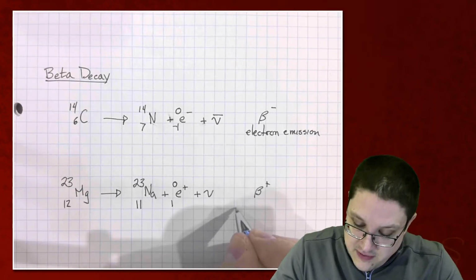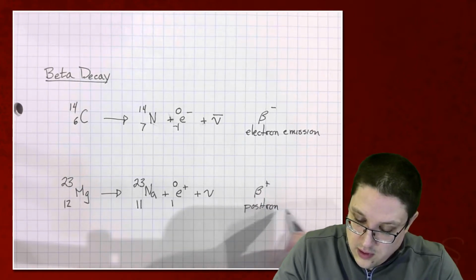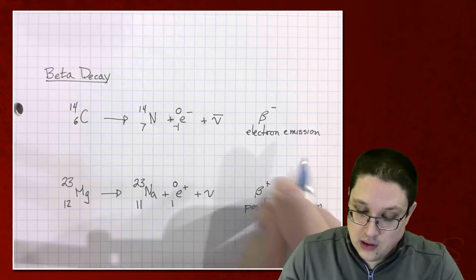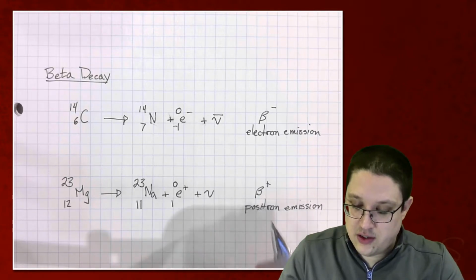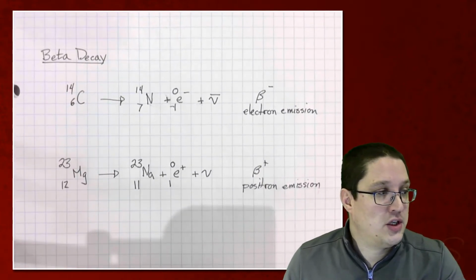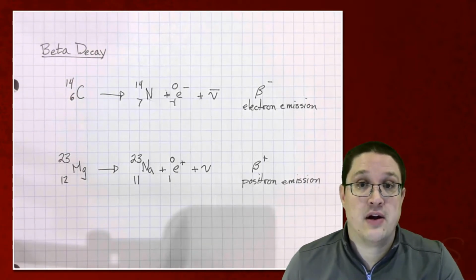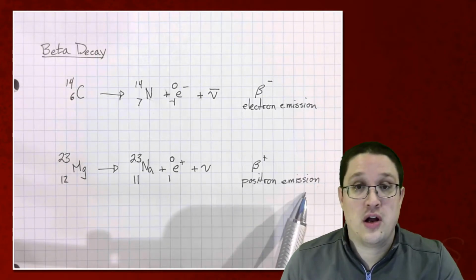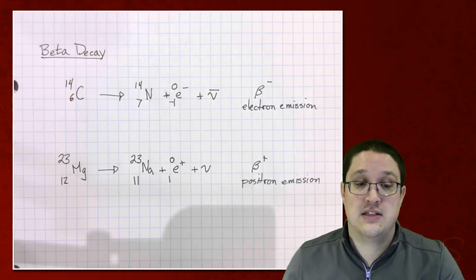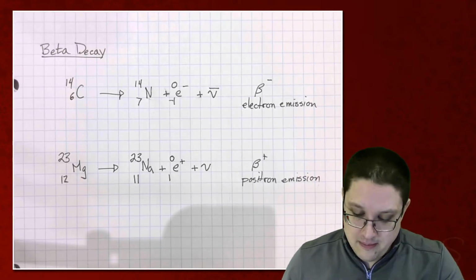And beta positive decay is called positron emission. So electron emission and positron emission. You may recognize positron emission because it is used in medical scans for something called a PET scan, or positron emission tomography. So this nuclear reaction here is used in medical devices fairly commonly, actually.